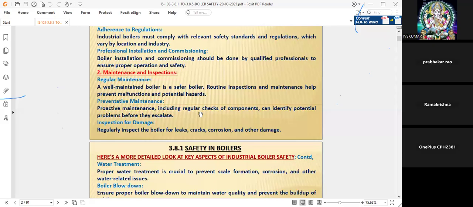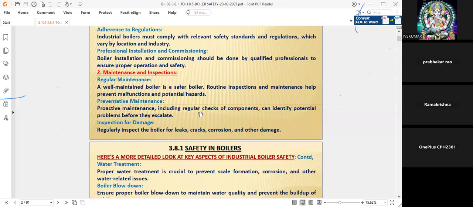No, as per the license given by the inspector of factories, the boiler needs to be inspected by the inspector of factories every 1 year.